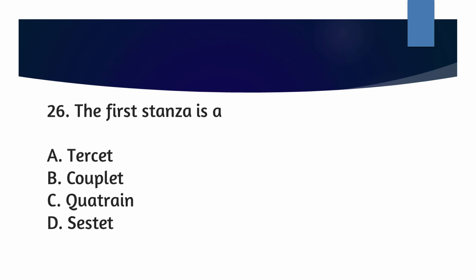Question 26. The first stanza is A. Tercet, B. Couplet, C. Quatrain, D. Sestet. The answer to this question is A. The first stanza is a tercet.